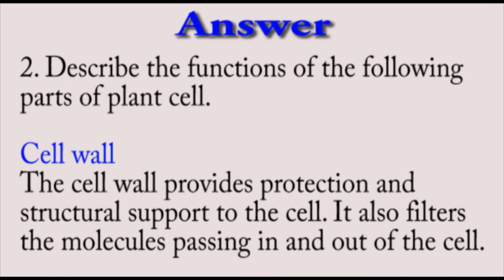Describe the functions of the following parts of plant cell. Cell wall. The cell wall provides protection and structural support to the cell. It also filters the molecules passing in and out of the cell.